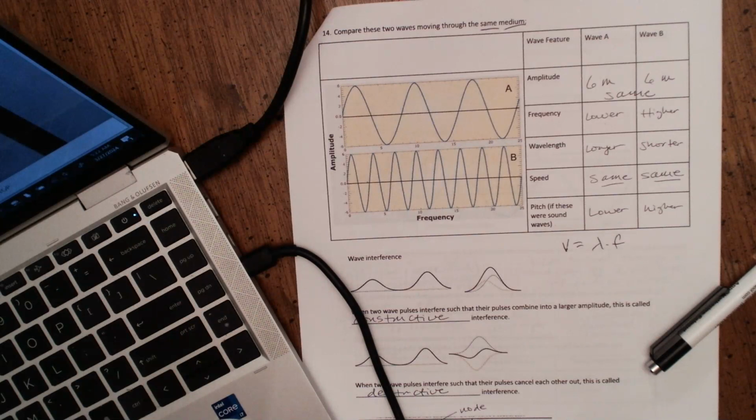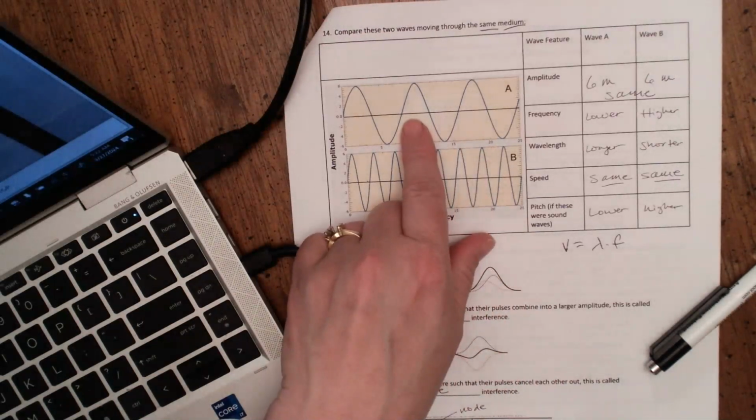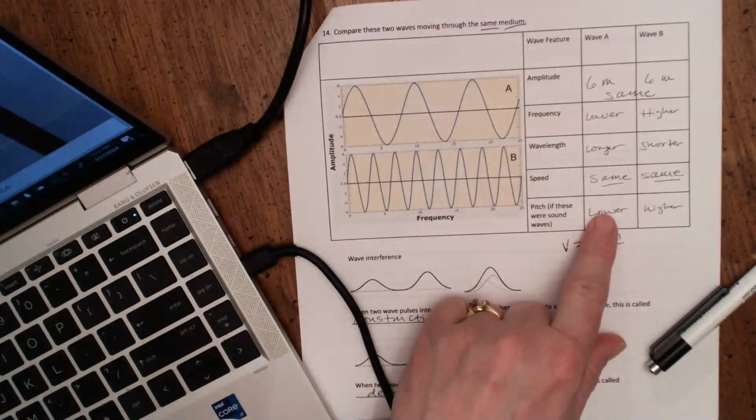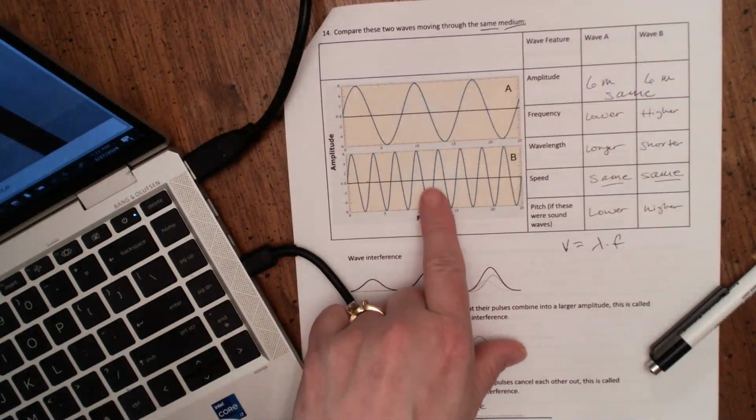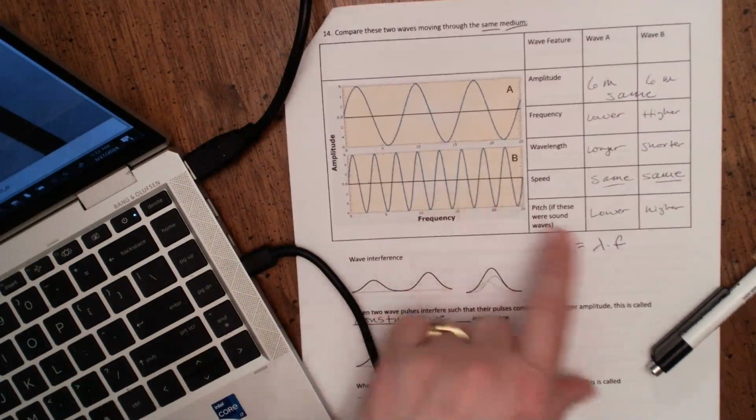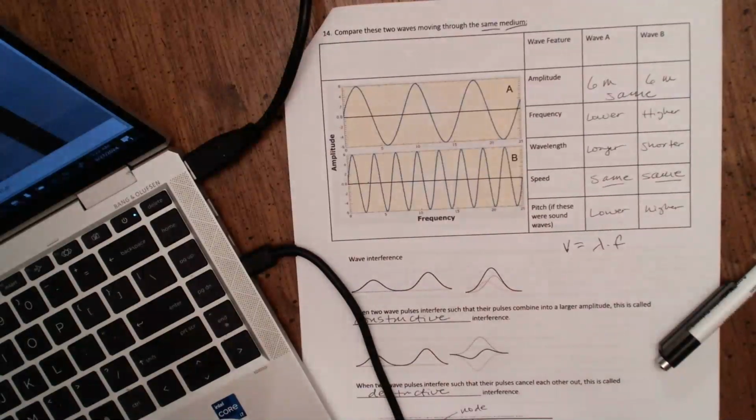And then pitch. So thinking about pitch, which I just said connects to frequency. If this wave has got a lower frequency, it's going to have a lower pitch if this was a sound wave. And then this wave has got a higher frequency, so it's going to have a higher pitch. Okay.